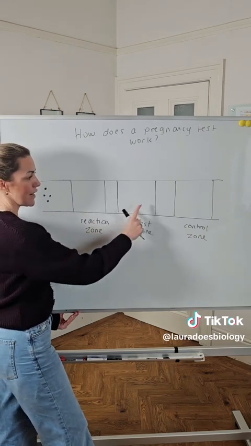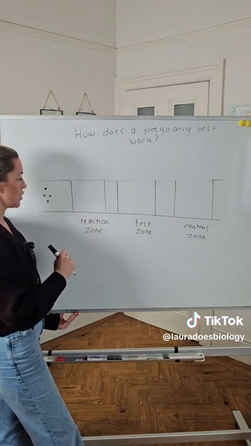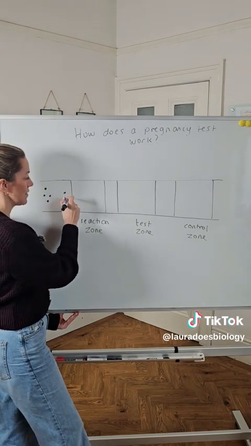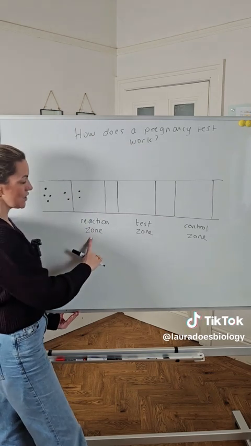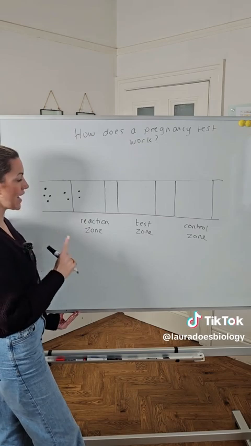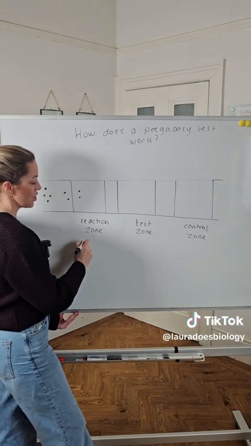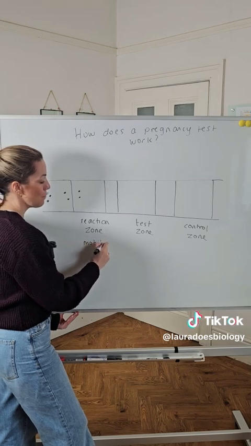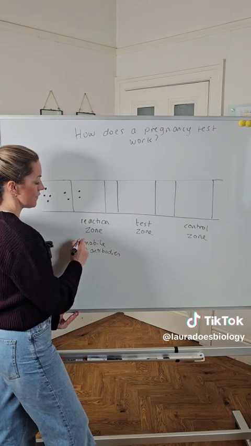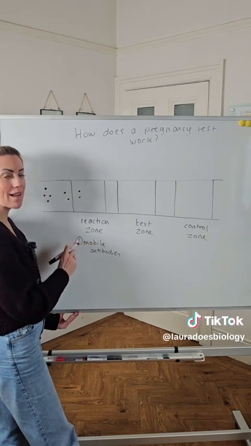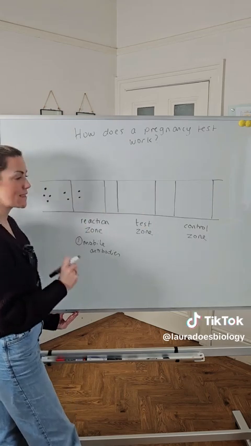Now, as the urine diffuses up the test strip, it's going to carry that HCG with it into our first zone. So this is our reaction zone. And in the reaction zone, there are mobile antibodies. So this is our first type of antibody. Mobile antibodies that can diffuse along the test strip.